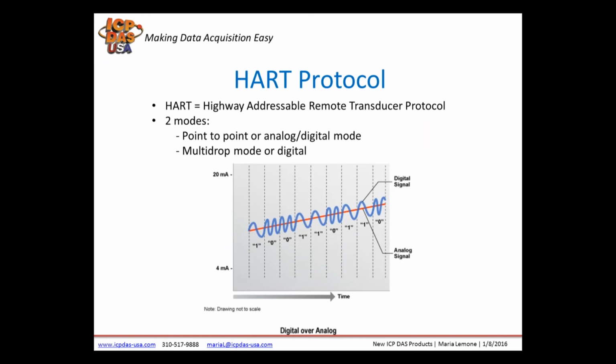Hart, Highway Addressable Remote Transducer Protocol, is a popular communication protocol in industrial automation and control applications. Hart was introduced in the late 1980s by Rosemount and has now become one of the largest communication protocols with more than 30 million Hart devices worldwide. It helps with data communication between industrial systems and smart devices.